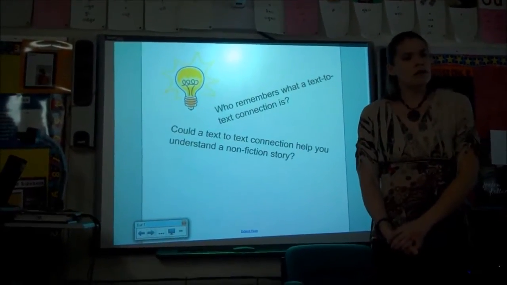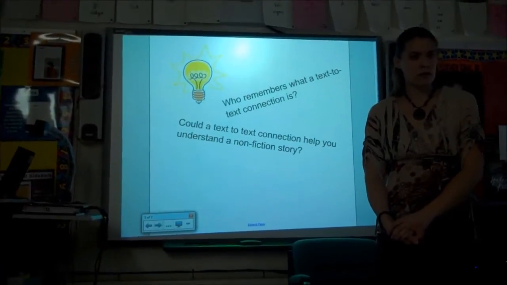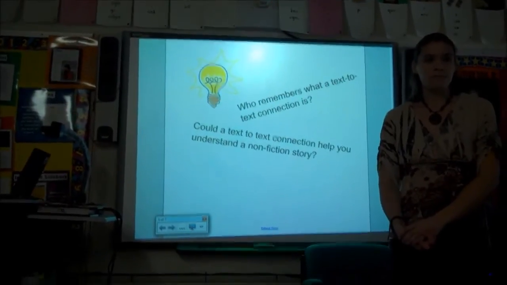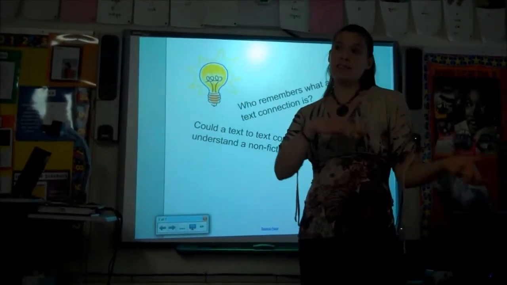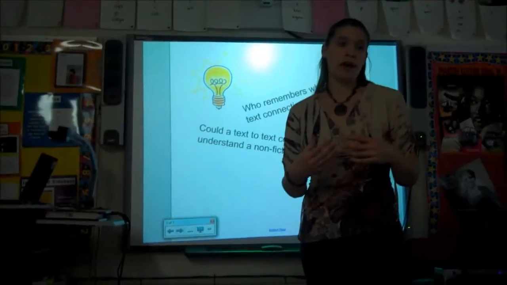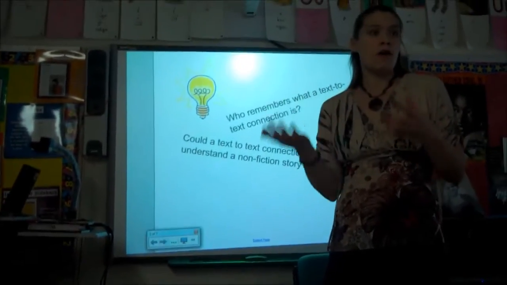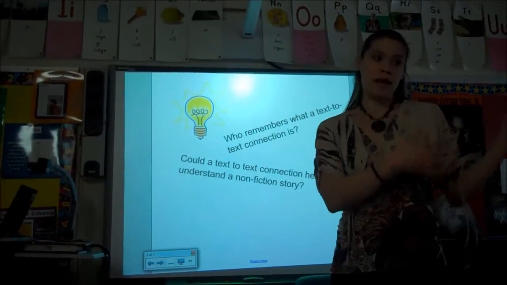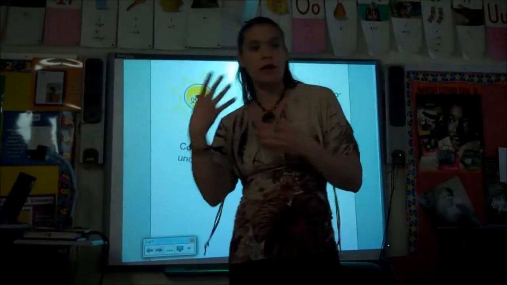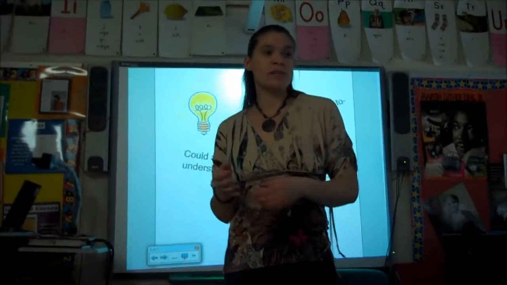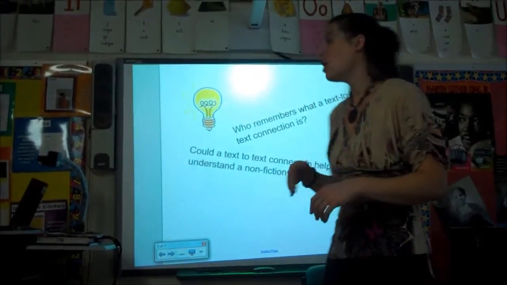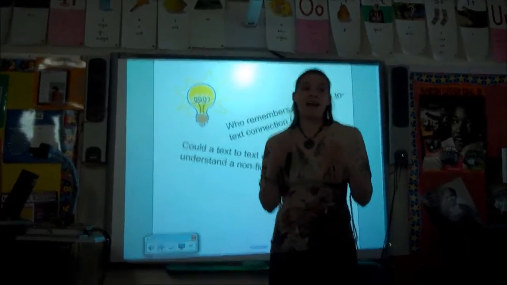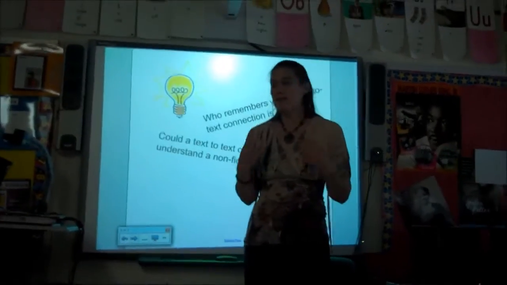Yes, and you can also use text-to-text connections with your life too, because something that happened in a story probably happened to your life before. Yes, text-to-self connections would remind you of your life. And if you're learning about a frog in a science book, right? Maybe you saw a frog that grew from an egg to a tadpole to a frog, and that could help you. Pet frog. Good. So you could have some text-to-self connections. Today we are mostly going to focus on text-to-text. And we're going to think of them with nonfiction stories, unlike we usually do with fiction stories.